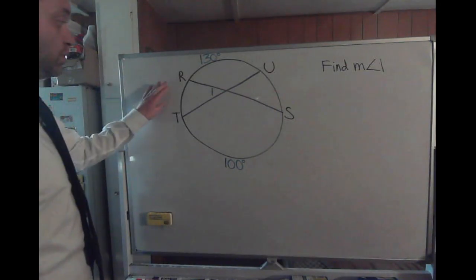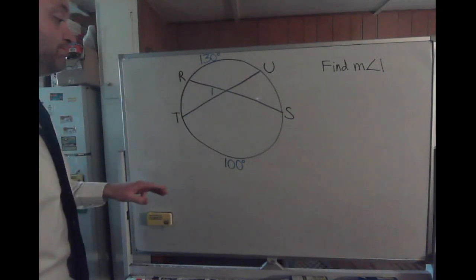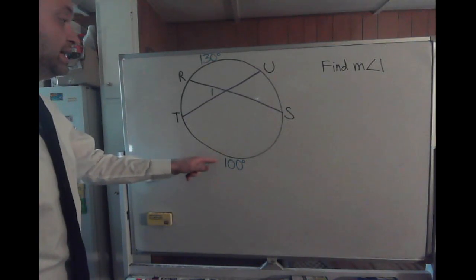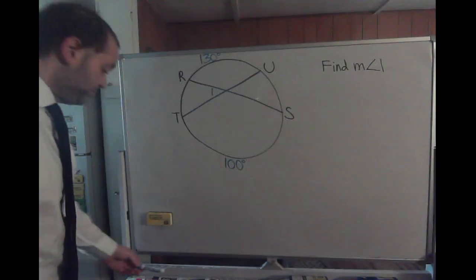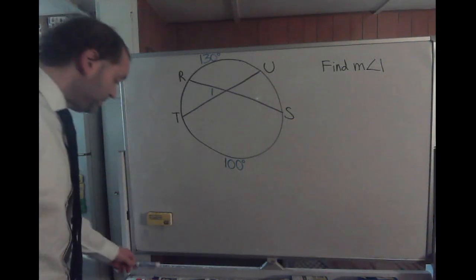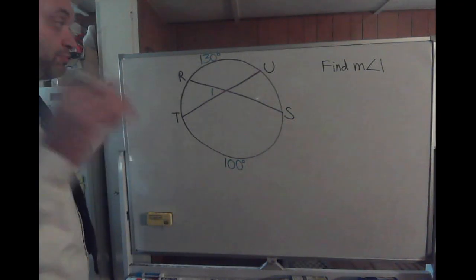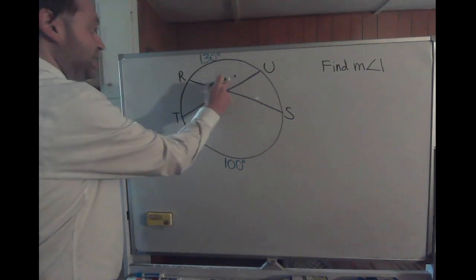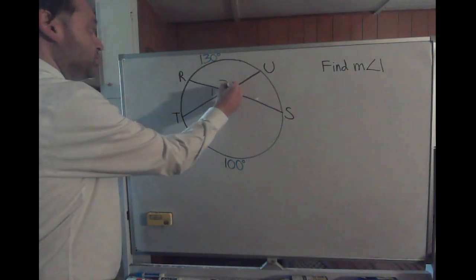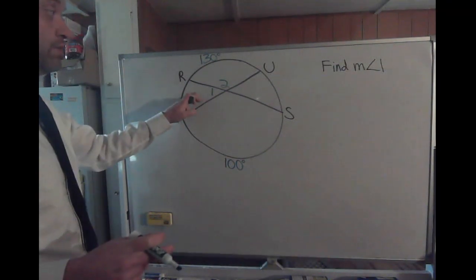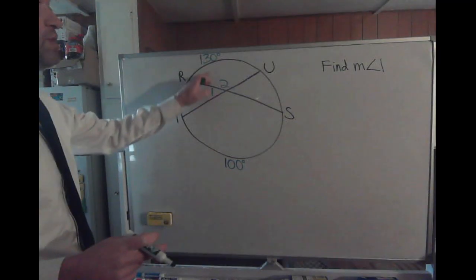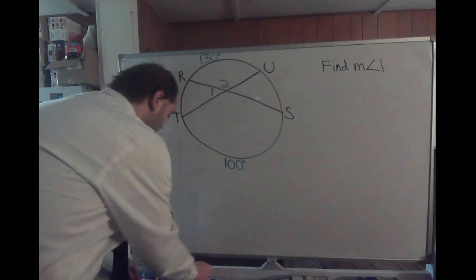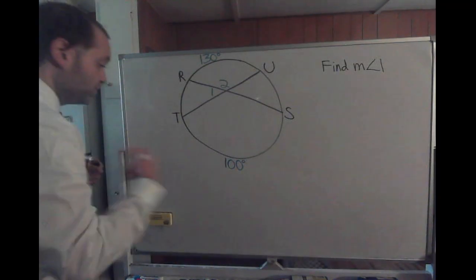Alright, so we don't know RT or US, right? But we do know RU and TS. However, what I would recommend temporarily, since we're going to first have to solve for this angle here, I would call this angle 2. Ultimately, we want to find angle 1, right? But I would place an angle 2 here since you have the other arcs. Go ahead and solve for angle 2, and then we can deal with angle 1. So let's solve for angle 2.